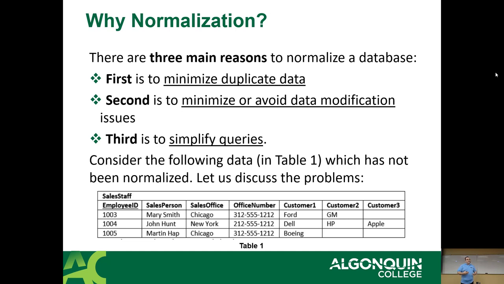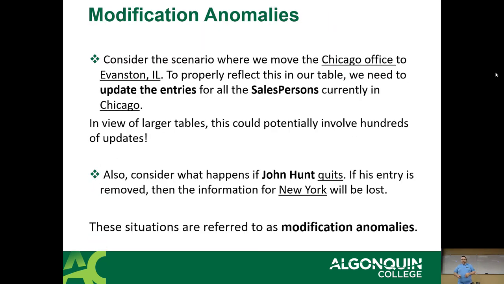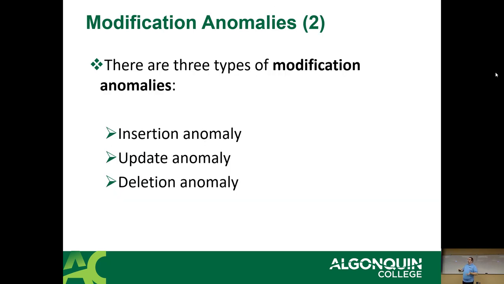So a deletion anomaly happens when you delete data from a database and you lose data that's not directly related to whatever it is you're deleting. You fire a person and you lose the fact that he had an office in New York. Those two things aren't really related. The employee and the office are not related, but because of the way this is structured, we will lose that person. Okay. So those are known as modification anomalies. There are three kinds of modification anomalies: insert, update, and delete.